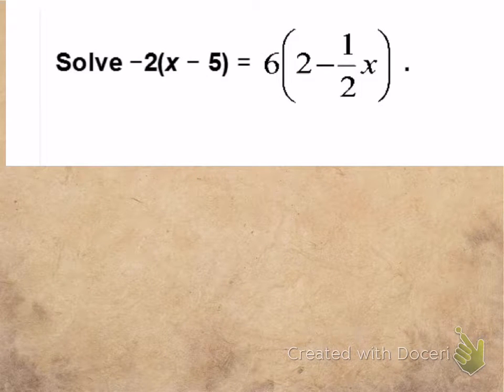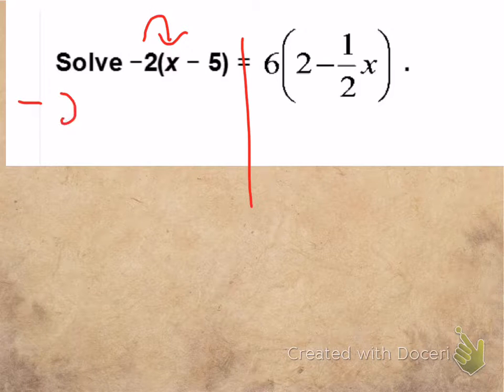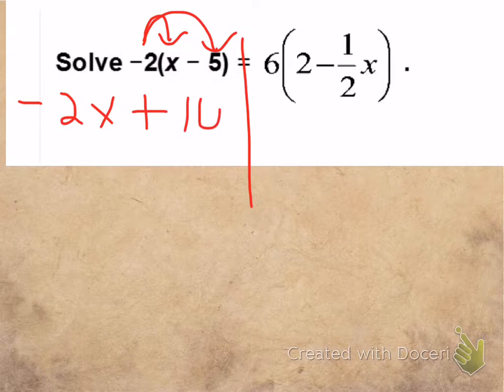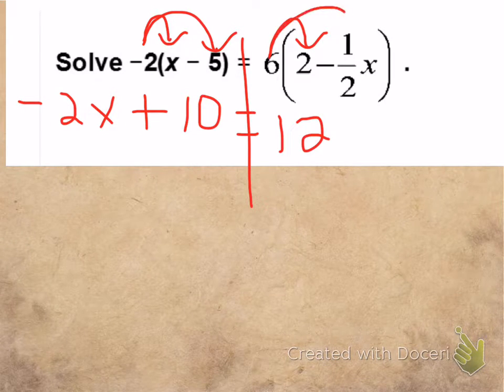Okay, the next one, we need to distribute first. So negative 2 times x is negative 2x. Negative 2 times negative 5 is plus 10. Equals 6 times 2 is 12. Minus 6 times a half is minus 3x.